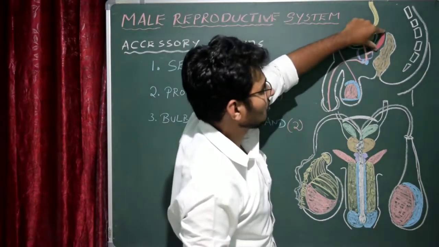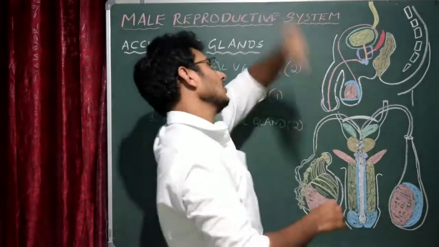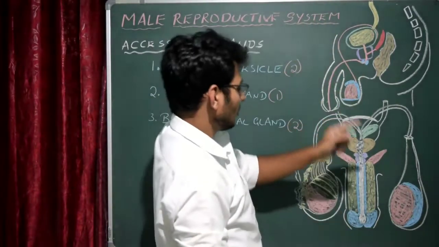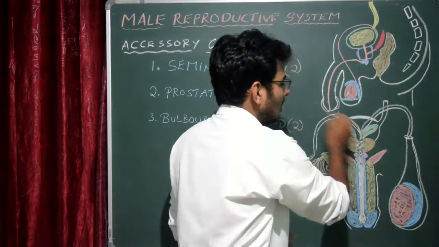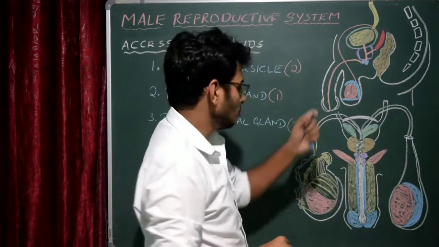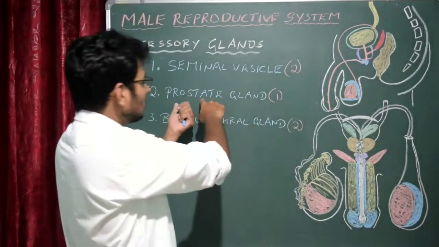This one, the red color one, is actually one seminal vesicle, but the other side one more is there actually. Okay, and here I have used green color. This is actually the seminal vesicle. How many are there? A pair of seminal vesicles are there. Two are there actually.